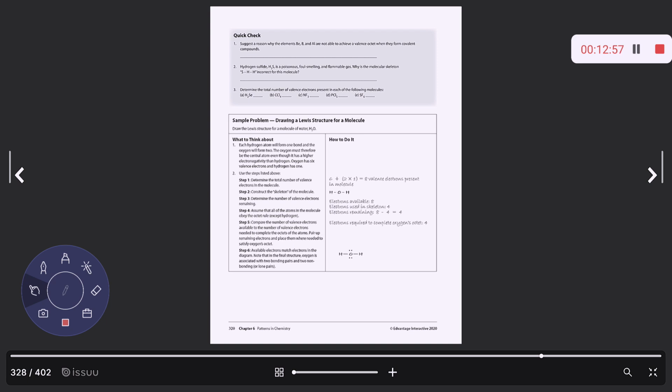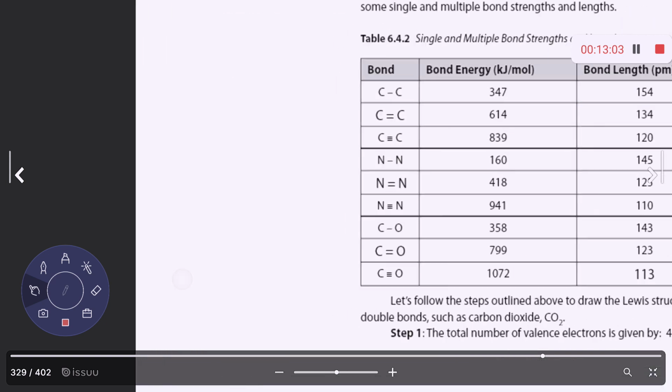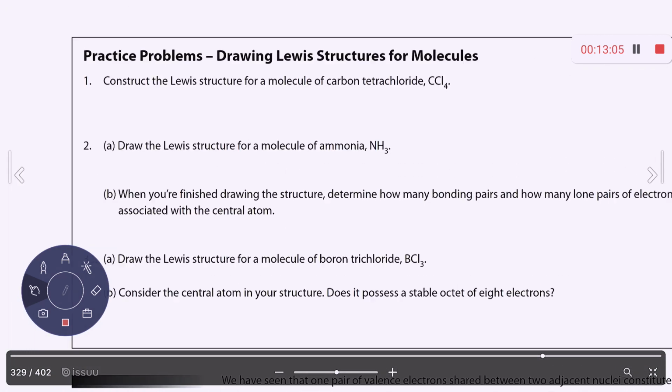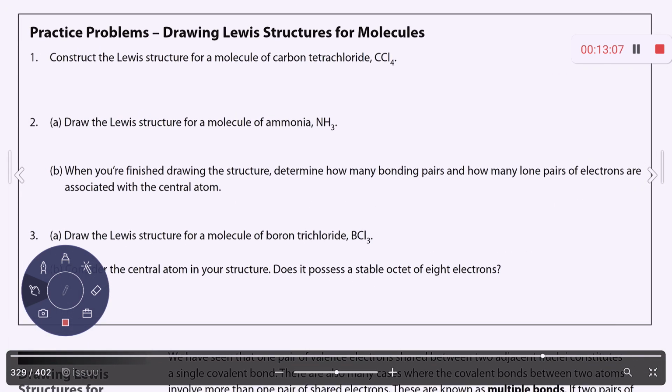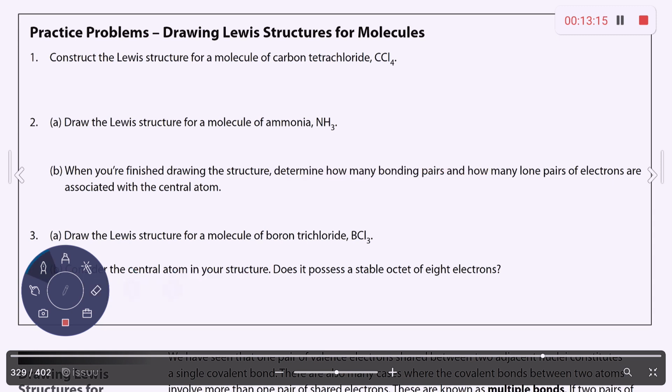All right, next page. Let's take a look at the practice problems here. Did I skip a page or are we good? We're good? Okay, so what I'd like you to do with the person sitting next to you is draw carbon tetrachloride, ammonia, and boron trichloride, and let's see what you guys come up with.